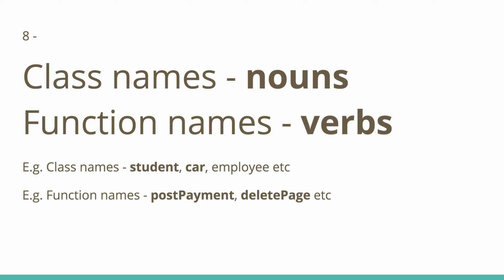Also, one other tip was to use nouns for entities and class names, right? Like student, car, employees, and use verbs, which are action oriented, right? For function names like posting something, deleting something, posting payment, or deleting page, right? So function names are best used as verbs, and class names and entity names and objects could be nouns.